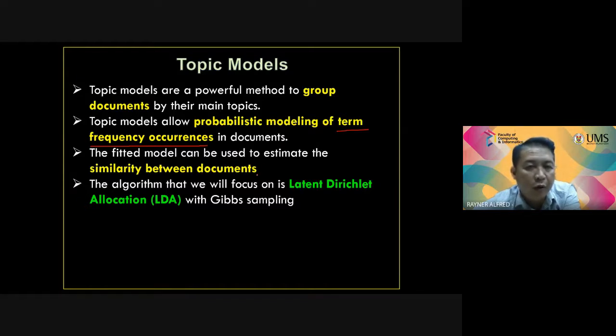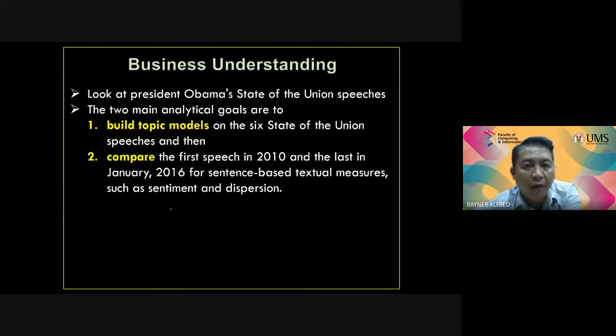So once you have the model, if you have a new document, you can assign it to the right topic depending on the similarity of the document. So this is the algorithm that can be used in order to perform the topic modeling.